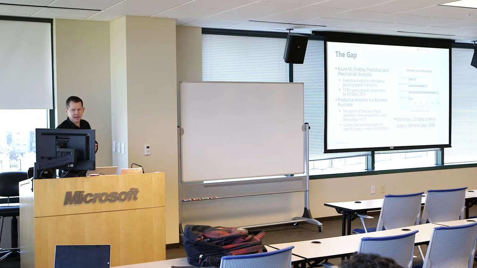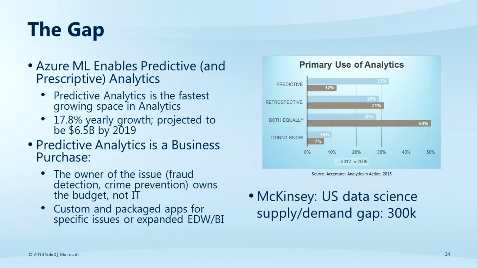You can see that the light color bar graph there is what people are planning to spend in 2012 versus the darker ones in 2009. So just a 3-year gap. This is from an Accenture poll. See where predictive has jumped up so much, as well as, equally, both has dropped back. So people are definitely putting a lot more of their shoulder behind and spending behind predictive analytics versus the retrospective analytics, which is another way to say diagnostic and descriptive analytics.